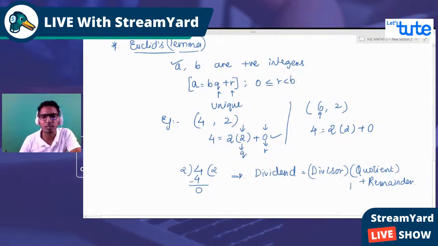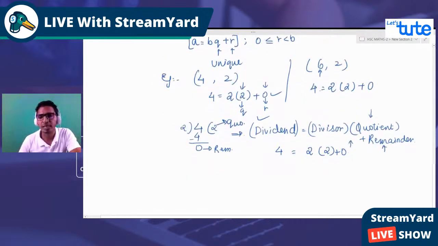This is nothing but Euclid's lemma, where we say that quotient and remainder are unique for a given dividend and divisor. Correct? In our case, dividend is 4, divisor is 2, quotient is 2, and remainder is 0. So Euclid's lemma is nothing but this rule we have written over here. This is used to find HCF, highest common factor.